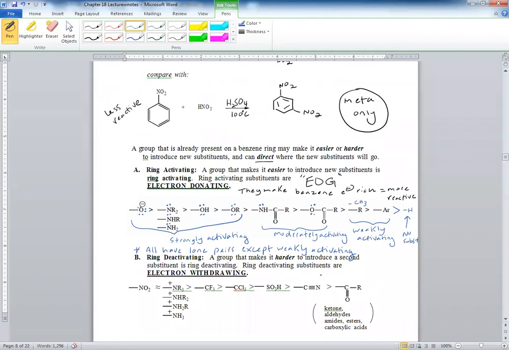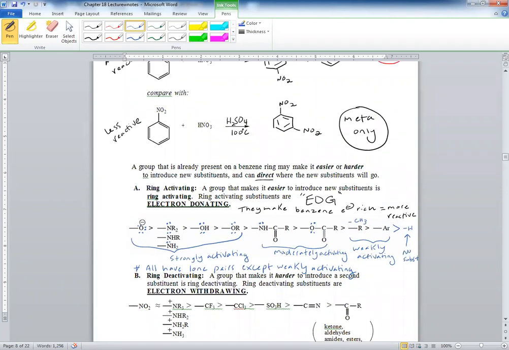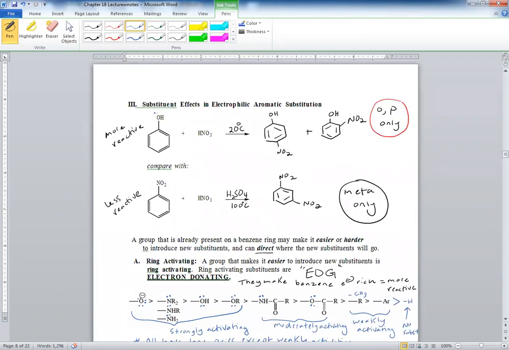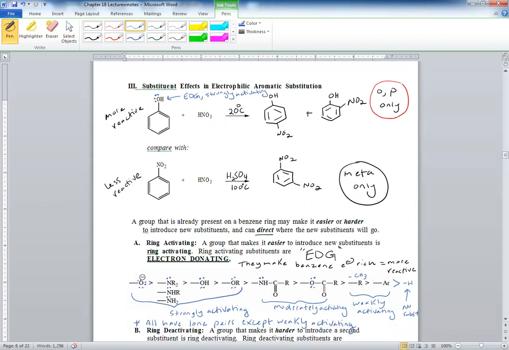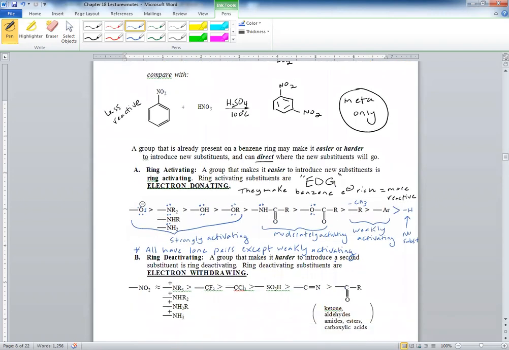So no wonder OH has its lone pairs. It's an electron donating group, plus it's also a strongly activating group. It made the benzene ring more reactive, but of course it directed it to an ortho pair. We'll get to that in a second.